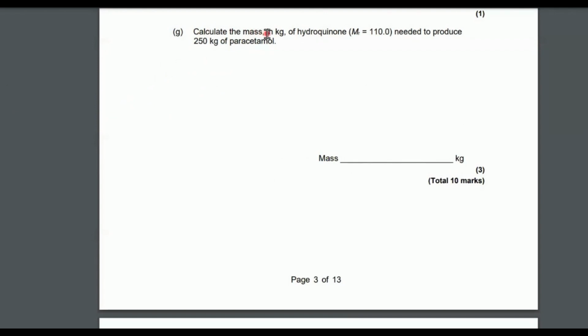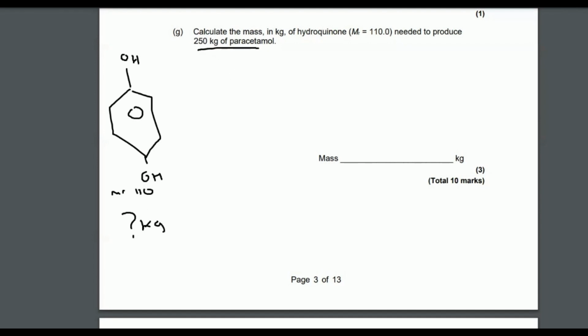So let's calculate the mass in kilograms of hydroquinone, MR 110, needed to produce 250 kilograms of paracetamol. So what we need to do here is we've got a mass and we've been given MR. This should strike clues in your brain. What's the equation? It's going to be mass over MR times moles. Let's just draw out the structure of the hydroquinone. So we know that it's got 2 hydroxy groups and it has an MR of 110.